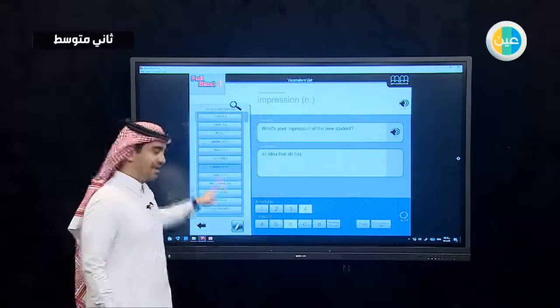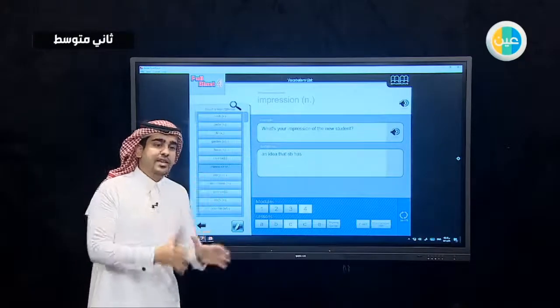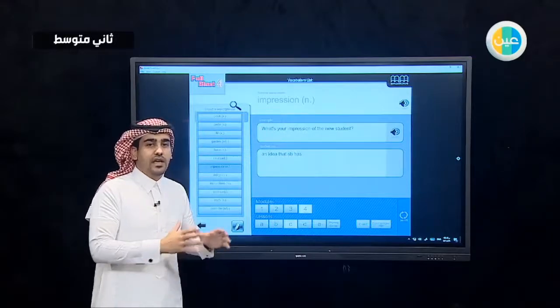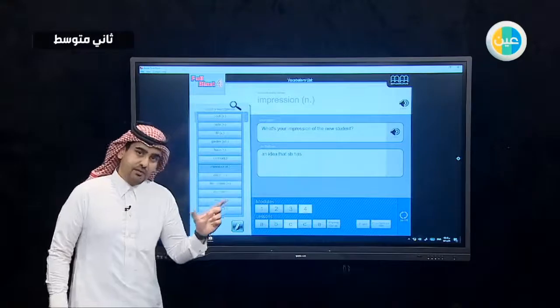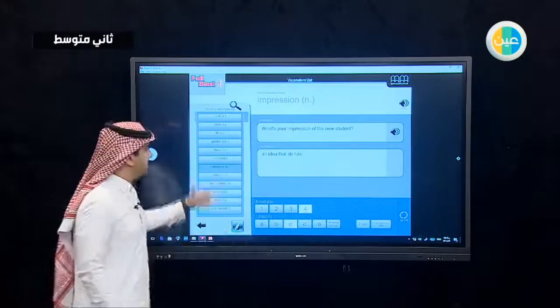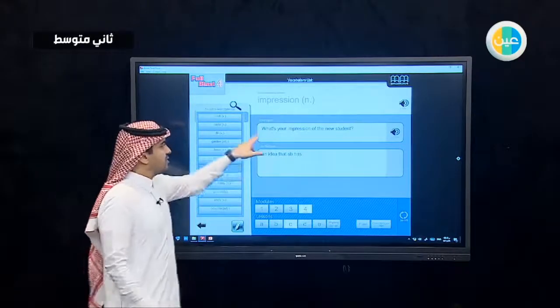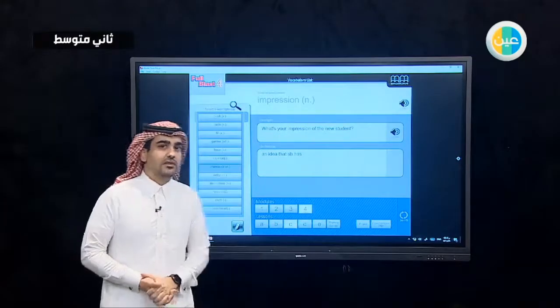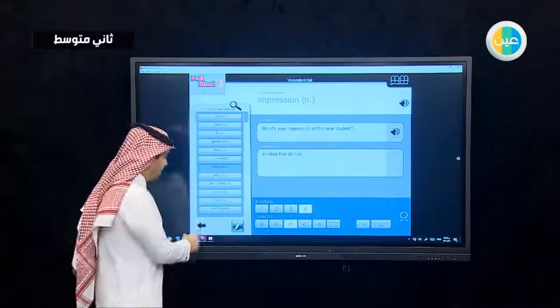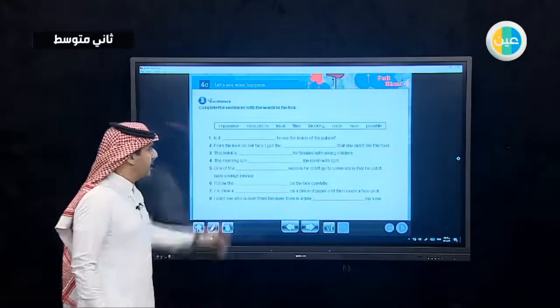The word impression is defined as an idea you have about a person or a thing. In Arabic, one word we can say is انطباع. Impression means انطباع. This is an example: What's your impression of the new student? Now let's go back to the lesson and do the activities.